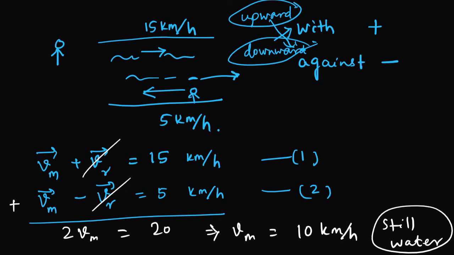If that is so, then we can find out what the velocity of the river is. That would be 15 minus 10, that is 5, which is the velocity of the river, Vr.